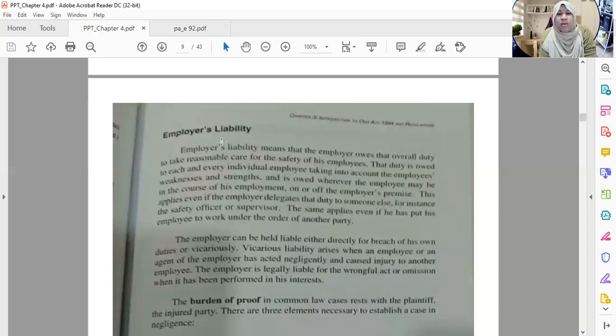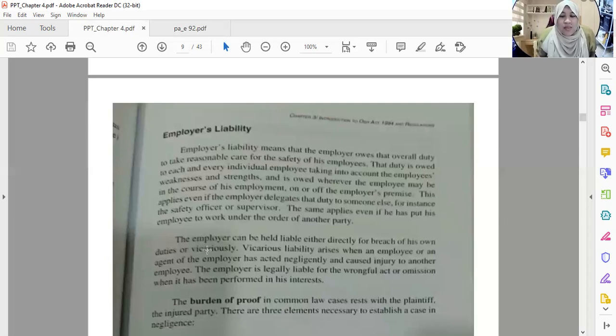Okay, employer's liability means that... I'm so sorry, when I'm doing recording there must be someone asking me to do something.